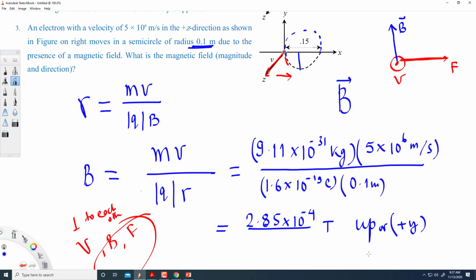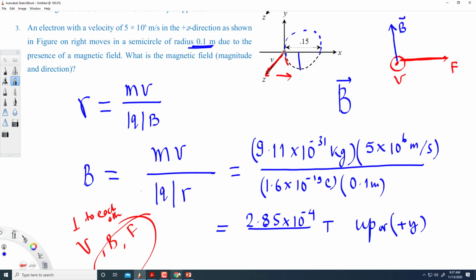So you can always try up and down, and whichever gives you the right force direction, that would be your right magnetic field. Okay, so that's about the force on a charged particle.